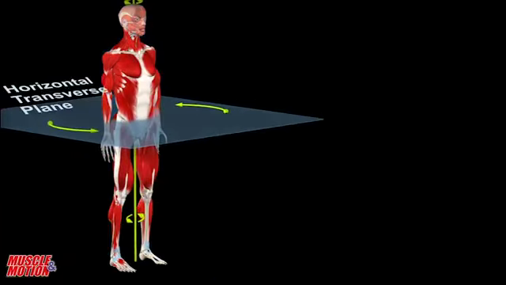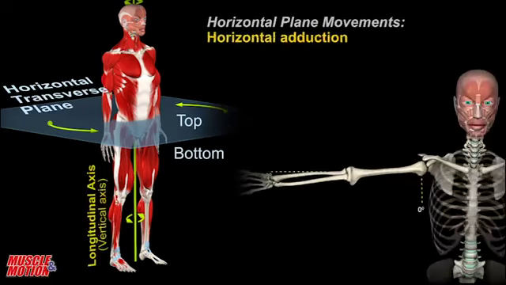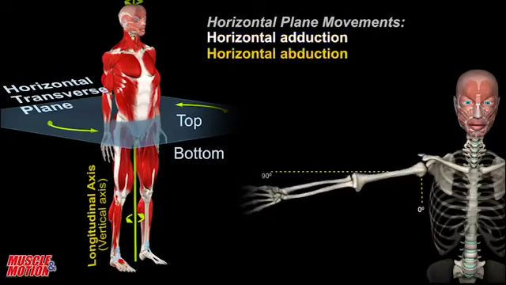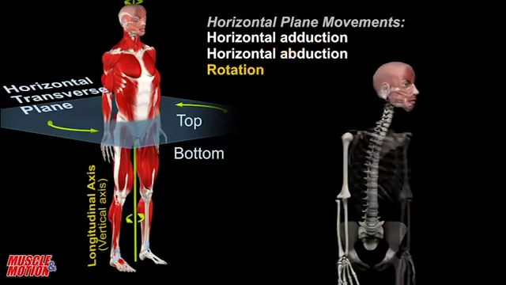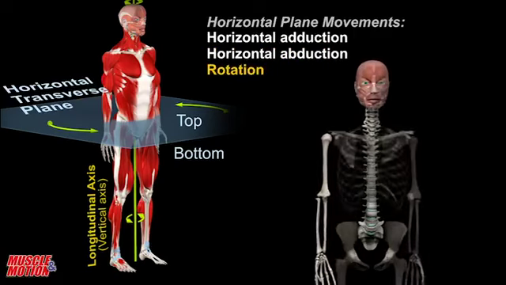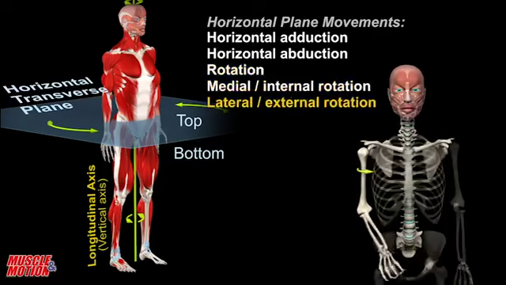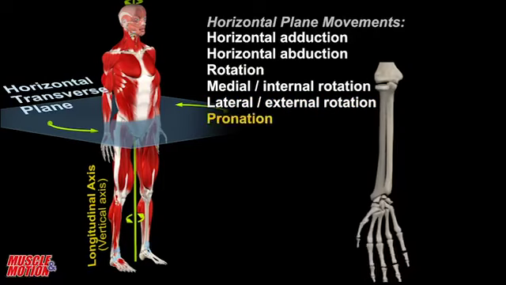The transverse or horizontal plane passes through the body in a line parallel to the floor, dividing the body into top and bottom parts. Transverse plane movements are twisting or rotational movements. For example, horizontal adduction and abduction or horizontal flexion and extension. Spinal rotation. Internal and external rotation. Pronation and supination.